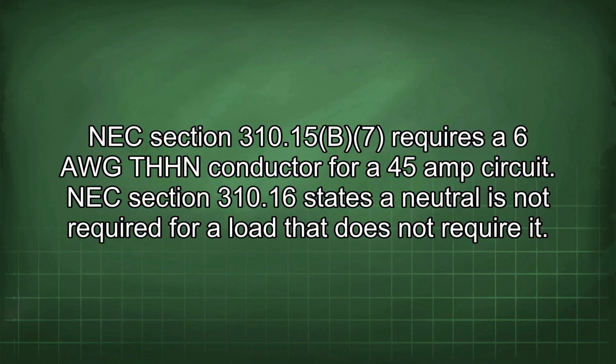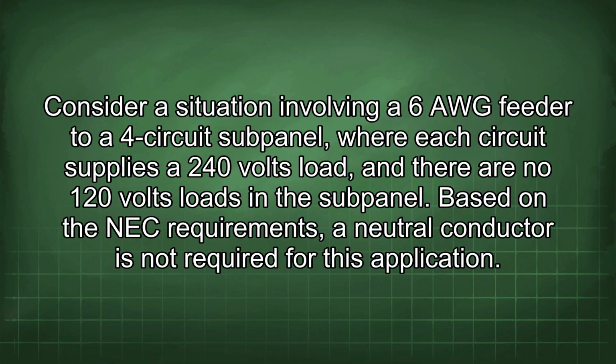NEC Section 310.15(B)(7) requires a 6 AWG THHN conductor for a 45 amp circuit. NEC Section 310.16 states a neutral is not required for a load that does not require it. Consider a situation involving a 6 AWG feeder to a 4-circuit subpanel where each circuit supplies a 240 volt load, and there are no 120 volt loads in the subpanel. Based on the NEC requirements, a neutral conductor is not required for this application.